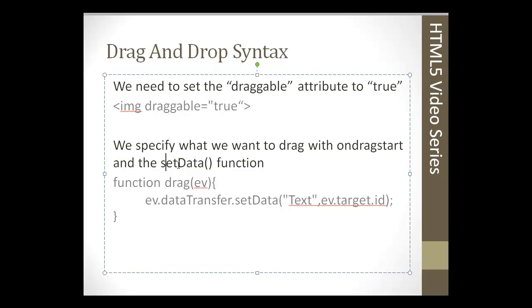The ondragstart attribute calls a function, which is this drag function. Event is the parameter of the drag function, and that specifies what data is to be dragged, if that makes sense. And then we have the ev.dataTransfer.setData method, which sets the data type and the value of the drag data. So this would be the value of the drag data and the type text.